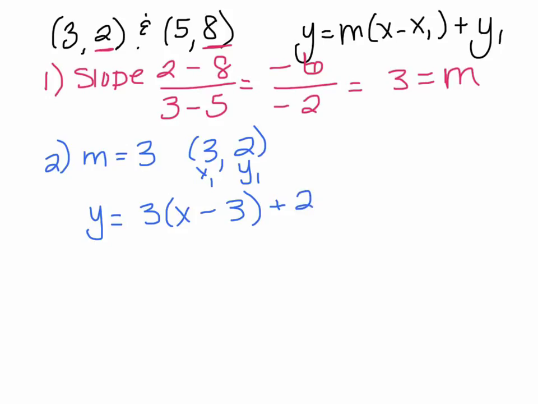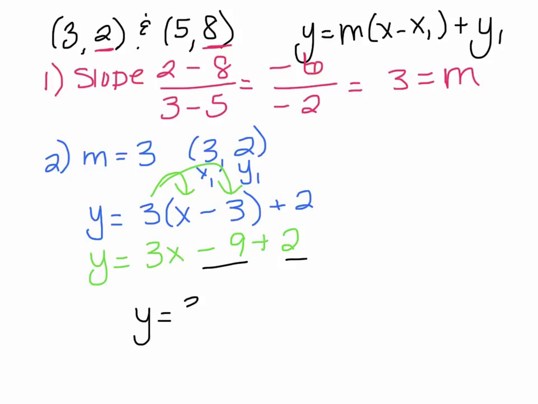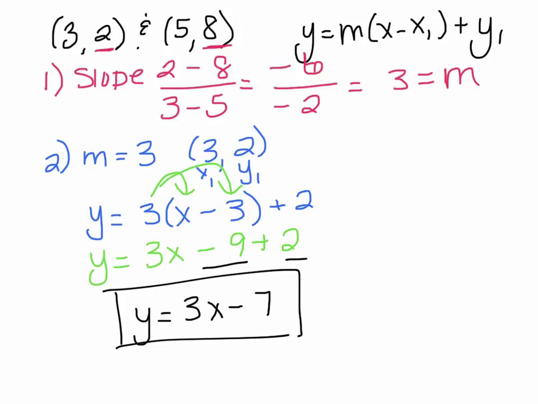Now let's distribute. I get 3x minus 9 and bring everything else down. I have like terms right there, so my equation is y equals 3x minus 7, where the slope is 3 and the y-intercept is -7.